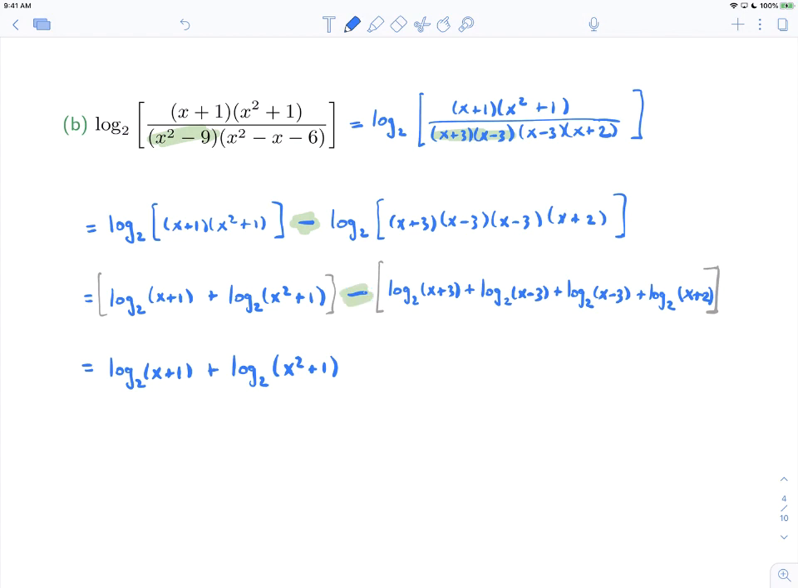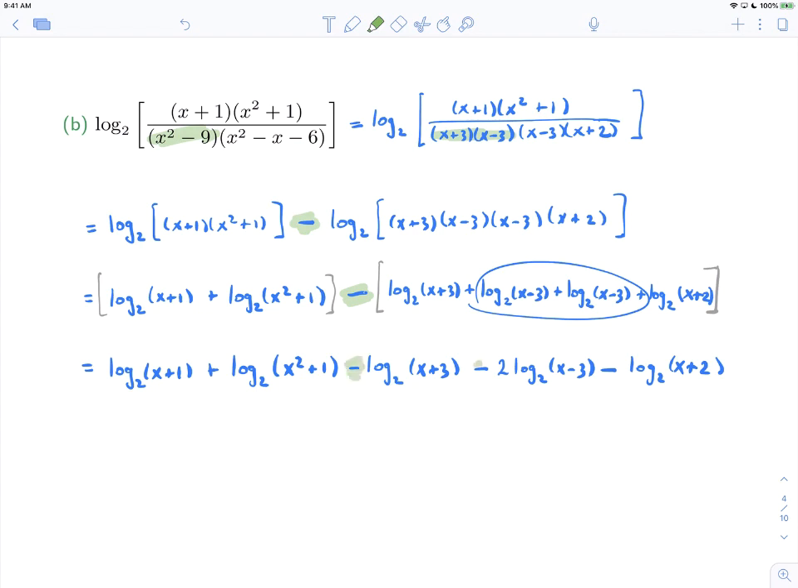So it's going to be minus log base 2 of x plus 3 minus, well, here we actually have two of these terms, so let's just group them together. So it's going to be 2 log base 2 of x minus 3 minus log base 2 of x plus 2. So this minus sign right there is the same as all of these minus signs. And these two we combined like that.